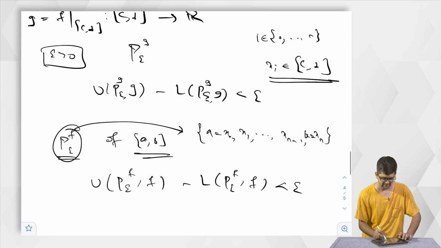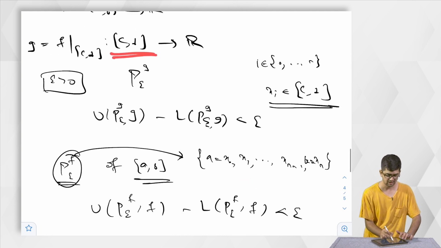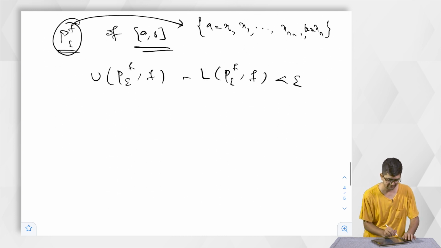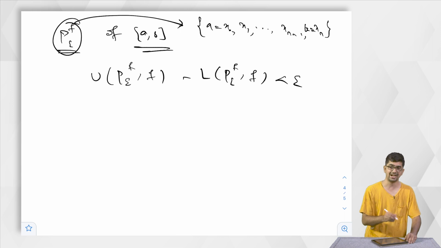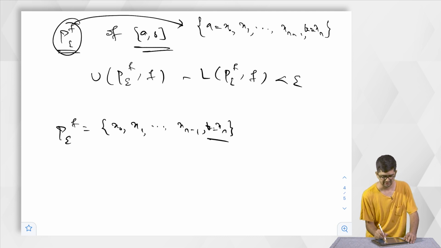Suppose that this does not contain any element of this interval. Then what we will do is we will just add those two elements. So now p epsilon f is x0, x1, dot dot, x n minus 1, x n, where b is equal to x n, and x0 is equal to a.